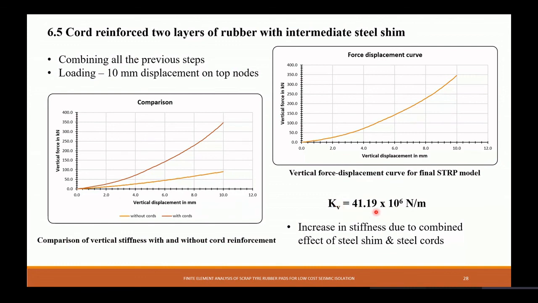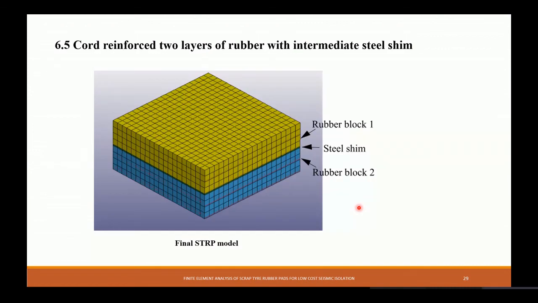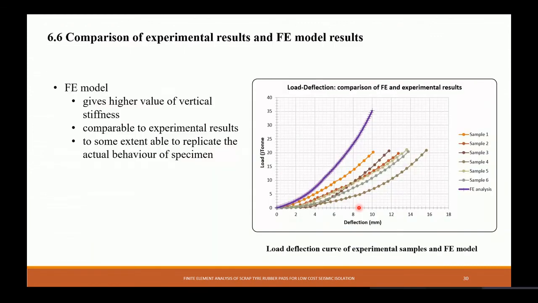If you look at the vertical stiffness, it is 41.1 into 10 to the power 6 Newton per meter. Okay, so there is increase in stiffness due to combined effect of the steel shim and steel cords. So it has increased now from 6.5 to 41.2 into 10 to the power 6. Okay, so this is the model that we have, and this is the comparison of the finite element analysis result, and these are the experimental. So this is the finite element and this is the experimental.